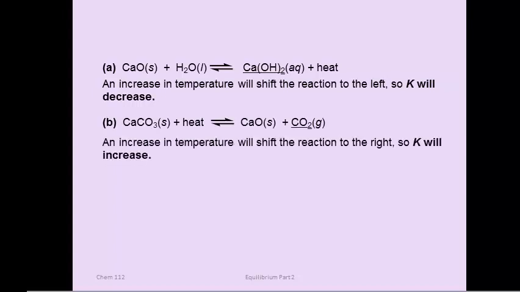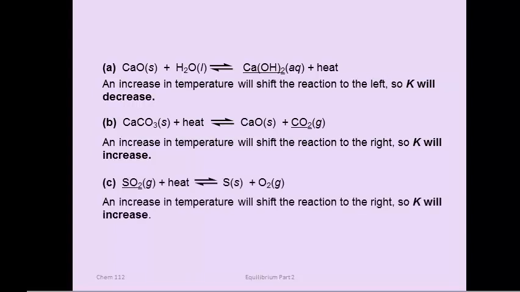All right, B, because it's actually endothermic, the heat is one of the reactants. So now if you're increasing temperature, how are you going to consume that? Now it's going to shift to the right, so K will increase. The last one should follow the same trend. Shifts to the right, K will increase.